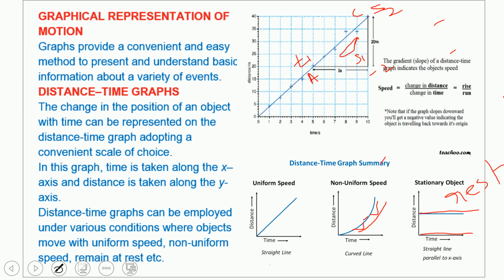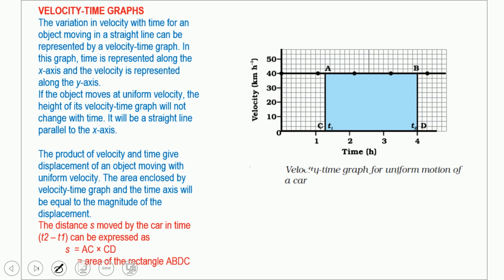Since time is changing but the distance is not changing, it is called at rest. So this is about the distance-time graph. Now the next one we will move to is the velocity-time graph. The velocity-time graph is very important.